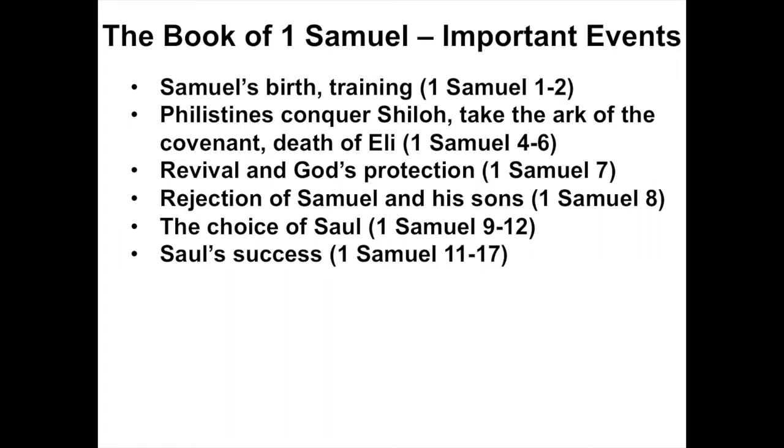Next, another important event, you see the Philistines conquering the city of Shiloh and taking the Ark of the Covenant, and the death of Eli and his two sons. This is a tremendous disaster that you have here in 1 Samuel chapters 4, 5, and 6, because not only did they conquer the city of Shiloh, but they kept the Ark of the Covenant, and they took it back and they put it in front of their god Dagon, there in the temple in the city of Ashdod. They took it to Ashdod. And so they took it to the temple of Dagon.